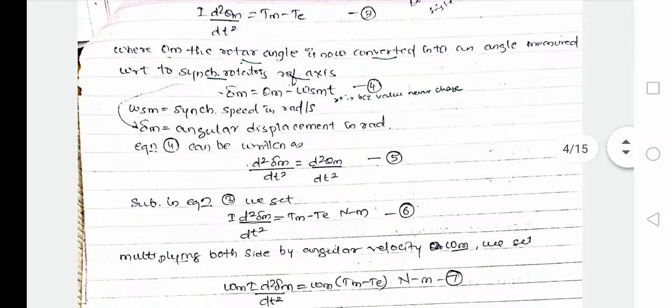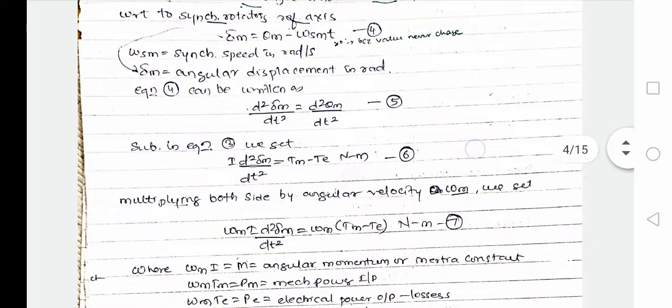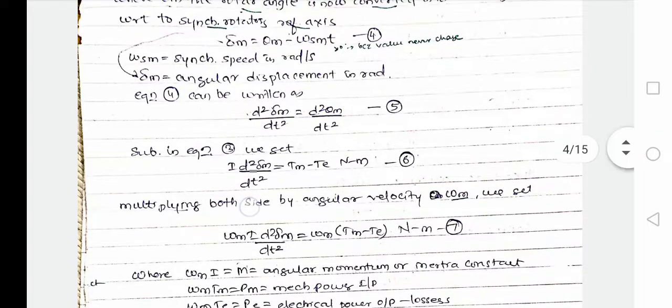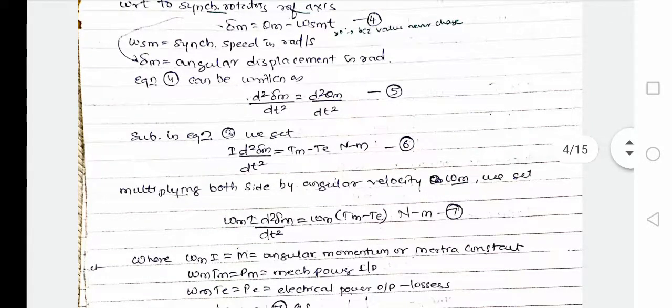What we have done here? We have taken the differentiation of equation number 4. If you take the double differentiation of equation number 4, then d square delta m divided by dt square is equal to d square theta m divided by dt square. Here, the rotor angle and the angular displacement with respect to time you have to take. Then substituting this in equation number 3, we get I of d square delta m divided by dt square is equal to Tm minus Te, in terms of Newton meter. Take it as equation number 5.